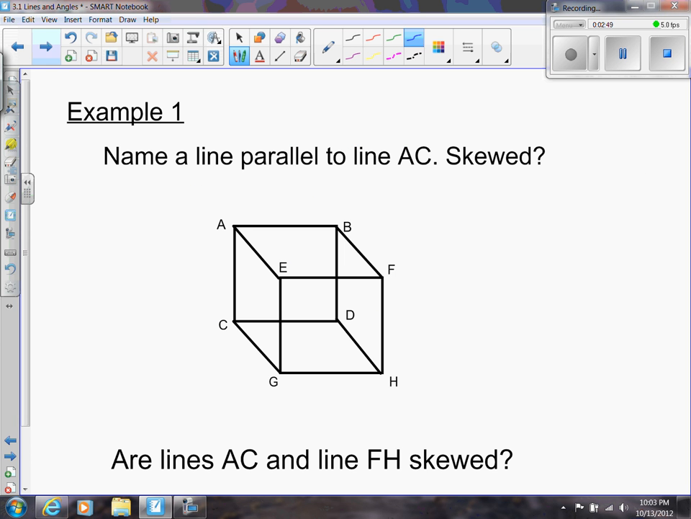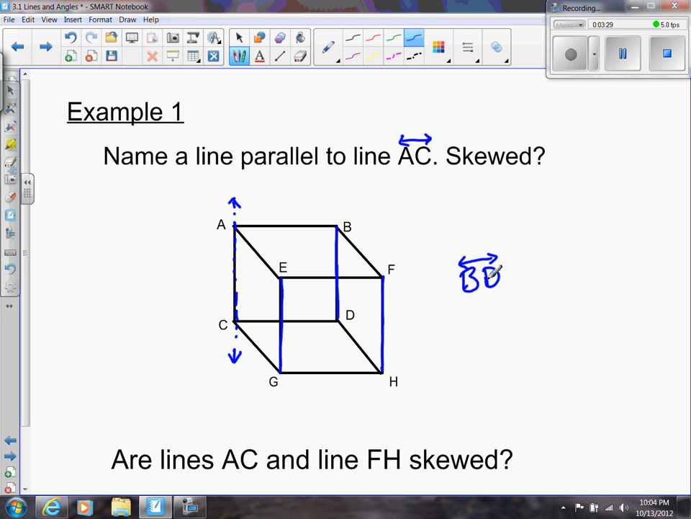All right, so here's an example. Name a line parallel to line AC. So we find line AC, we could denote it like that. It's this line right here, at the back of the page. A line parallel to it, we actually have 3 choices. You can pick either this line BD, FH, or EG. So I'm going to write it in the proper notation. This is a line parallel.